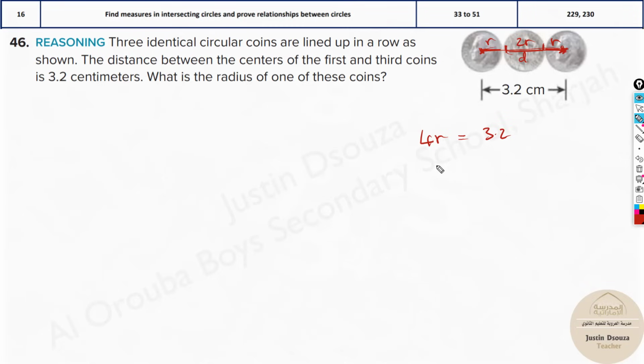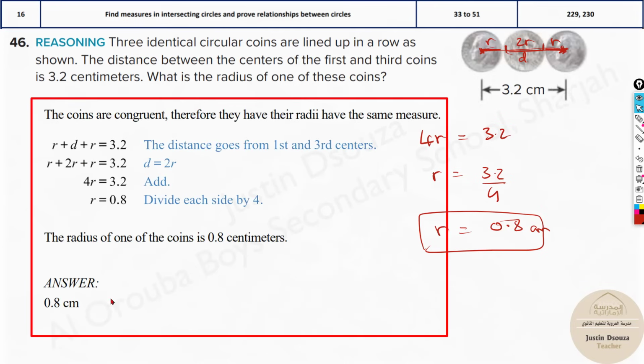Now you can easily solve it. Just divide 3.2 by 4. 32 by 4 is 8, so it will be 0.8 over here. Radius is 0.8 centimeter. Now what do you want? What is the radius of one of these coins? So one of these coins' radius is 0.8. That's it. So that's how we solve it.